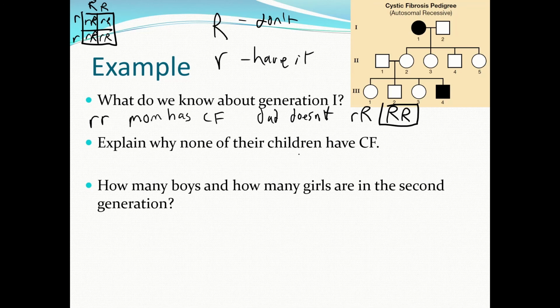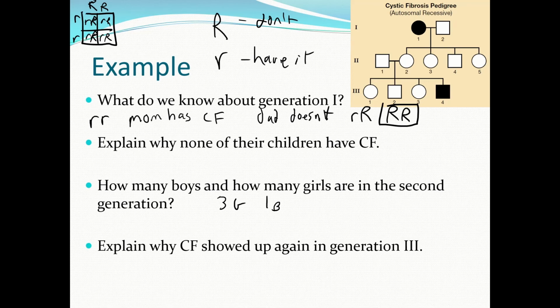How many boys and how many girls are in the second generation? Well, they had 1, 2, 3 girls and 1 boy. And then the girl mated with this boy that's not part of the family. Explain why cystic fibrosis showed up in generation 3. Well, we talked about that. All the kids are carriers.